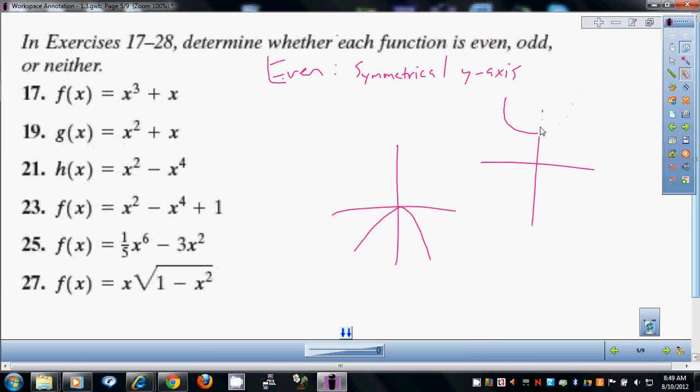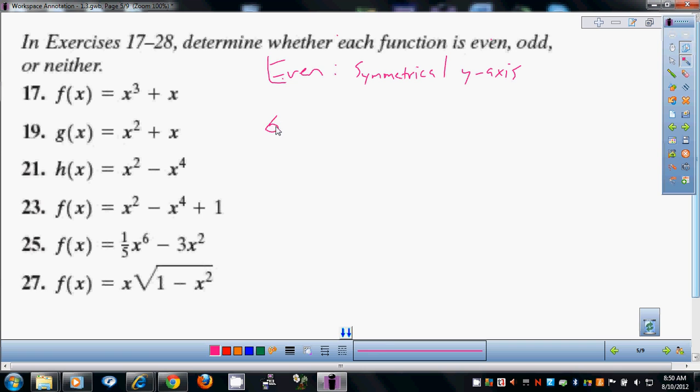Odd functions. Here comes another piece of trivia for you. Odd functions are symmetrical with respect to the origin. What does that mean? Well, excuse me.